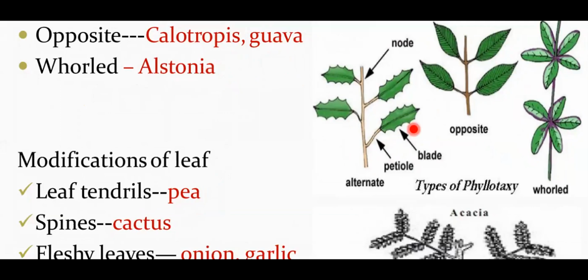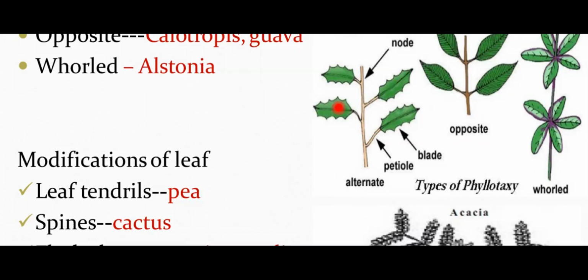So what is alternate phyllotaxy? In alternate phyllotaxy, a single leaf arises at each node in an alternate manner. This is called alternate. What is opposite phyllotaxy? A pair of leaves arises at each node, and they lie just opposite to each other. This is called opposite. What is whorled phyllotaxy? In whorled phyllotaxy, more than two leaves arise at a node and they form a whorl or a cluster, as you can see in the case of Alstonia. So these are the three types of phyllotaxy.